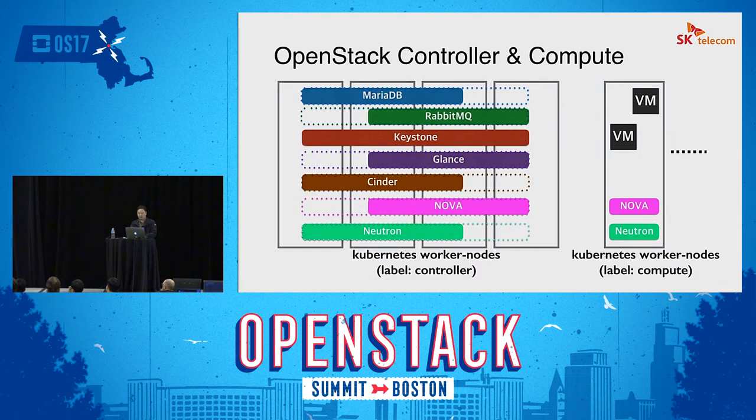Now let's talk about how you deploy OpenStack on Kubernetes. You set every node as a Kubernetes worker, then label them either as a controller or a compute. In this picture, we labeled four nodes as controllers and the others as compute. Then when deploying through Kubernetes, you can simplify where to deploy through the node selector.